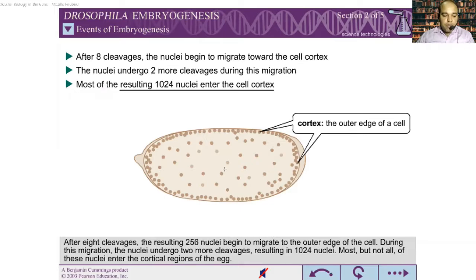अधिकतर तो कॉर्टेक्स रीजन में पहुंच जाते हैं, while some may remain in the medulla region. Okay, so there are certain number of nuclei which may remain in the medulla region. Okay, next point, clearing the drawing and moving to the next point.